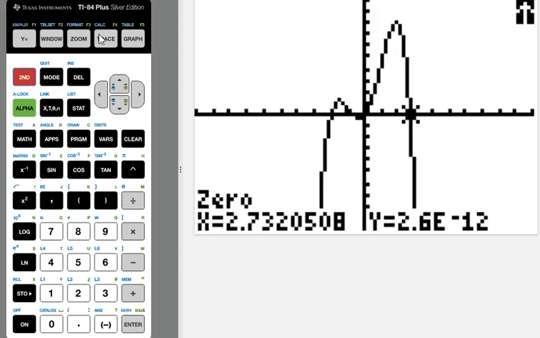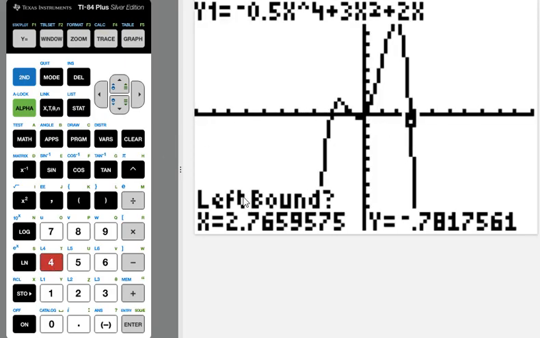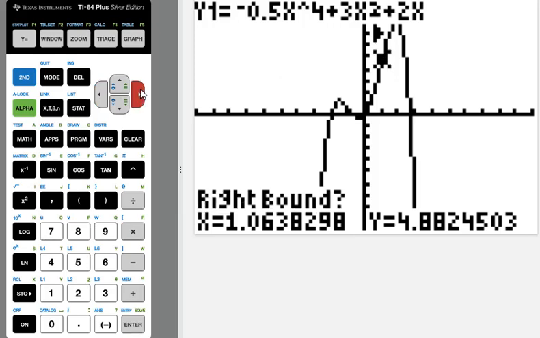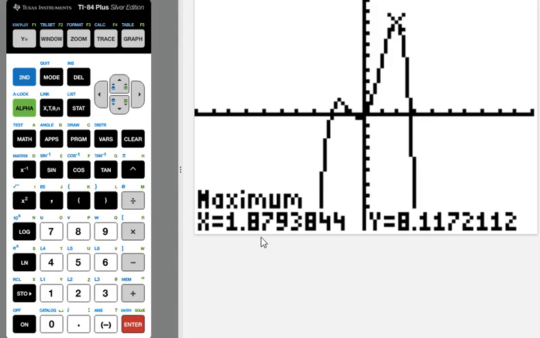Still go to second trace. Maximum, that's 4, so press 4. Left bound, still make the arrow on the left side of the maximum point. Enter. Then move to the right side of the maximum point. Enter. Then enter again. This will be the maximum point.